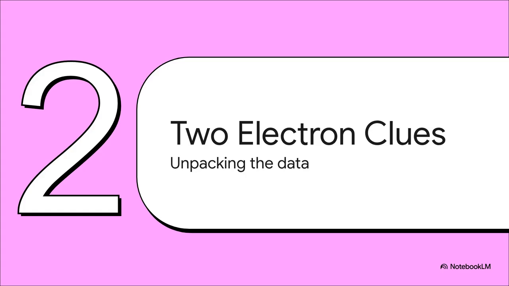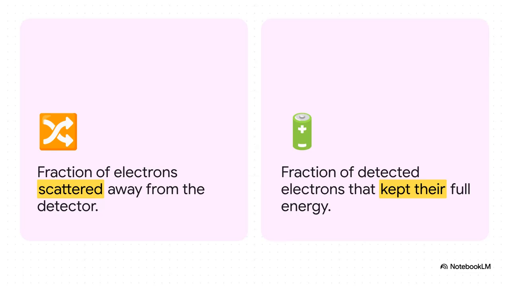So you can think of it like we're detectives. Every single electron that we fire through our sample brings back two critical clues about the material it just passed through. And when we start collecting all these clues, we can piece together a really clear picture of our mystery material. Okay, so these two clues break down pretty simply.